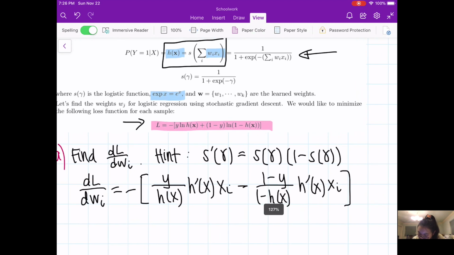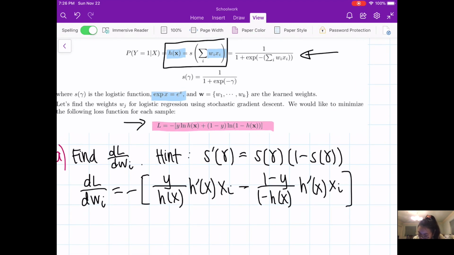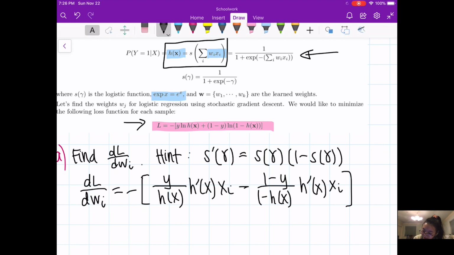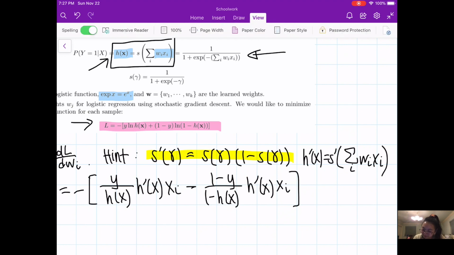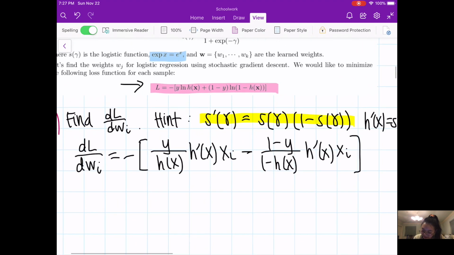Now we want to simplify this more. Notice that we got a hint, specifically this line right here, which tells you a way to simplify the derivative of s prime of the function. Notice that h prime of x is equal to s prime of the summation of i, wi, xi, and I am getting that directly from the square right here. Based on that, I can substitute that in.